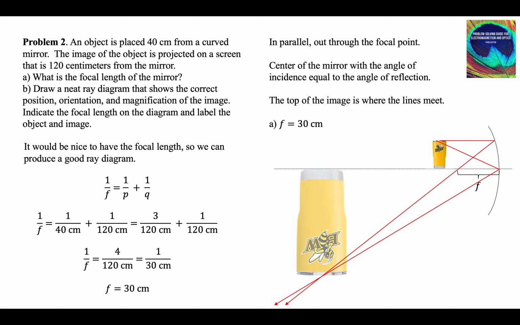So to answer the question, the focal length is 30 centimeters. And there is our ray diagram. We should add the labels. There is the object, and there is the image. That's problem 2.